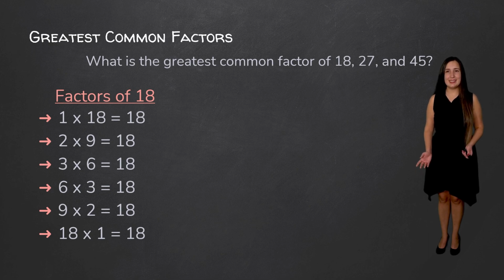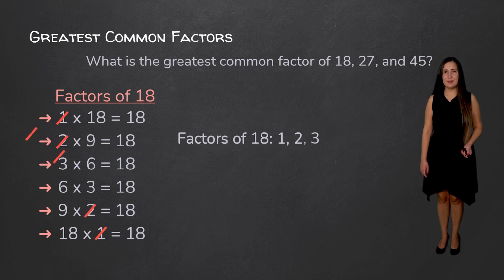So let's list these out. So our factors of 18 are 1, 2, 3, 6, 9, and finally our last factor is 18. Alright? So let's see our factors of 27.